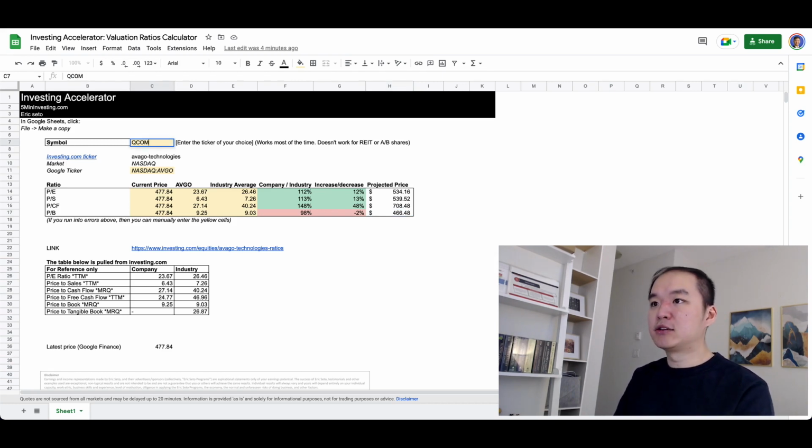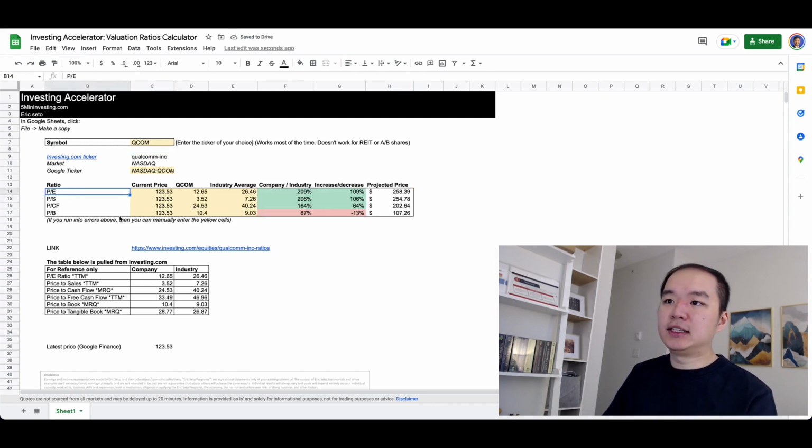The next one is QCOM. Now, for Qualcomm, here you can see the price to earnings is 12, which compares to the industry average of 26. So this represents a potential upside of 109%, with a projected price of $258.